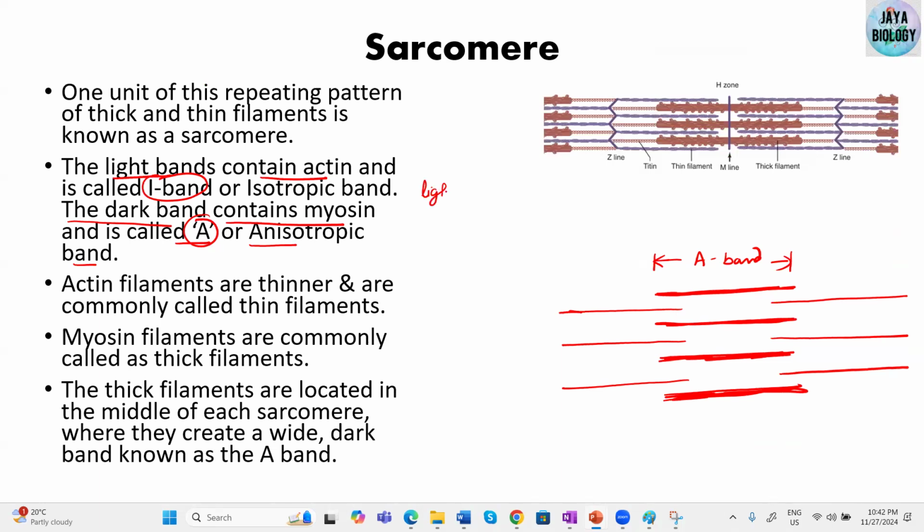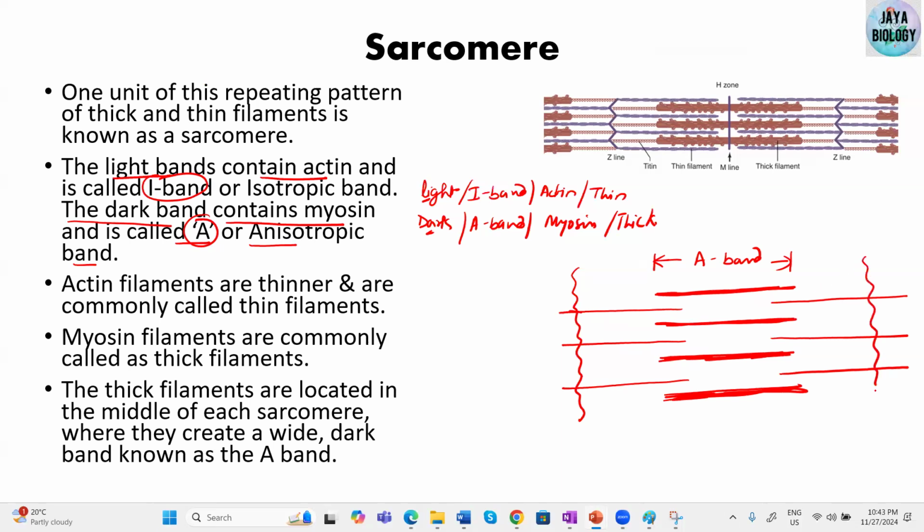So my learning tip is this: light band, we take the second letter, I, so it is known as I band, made up of which protein? Actin protein, and they are thin. Dark band, we take A, and it is known as A band. It is made up of myosin protein, and this is the thick filament. Clear? Now, here you will find this is the Z line. In the half I, you will find this is the Z line. So this is half I from this side, and this is also half I from this side.